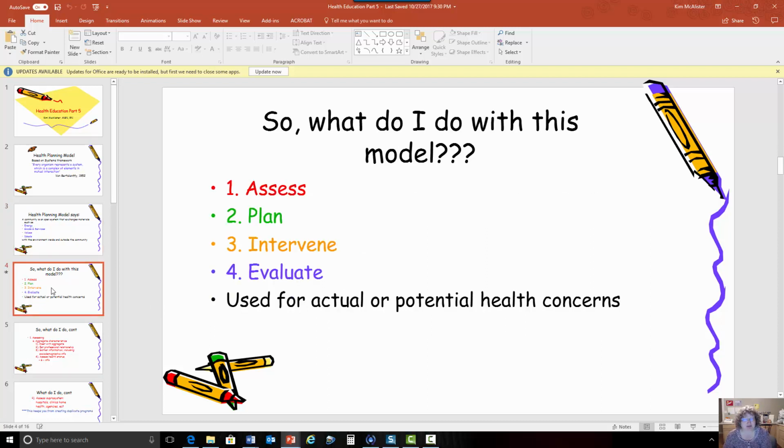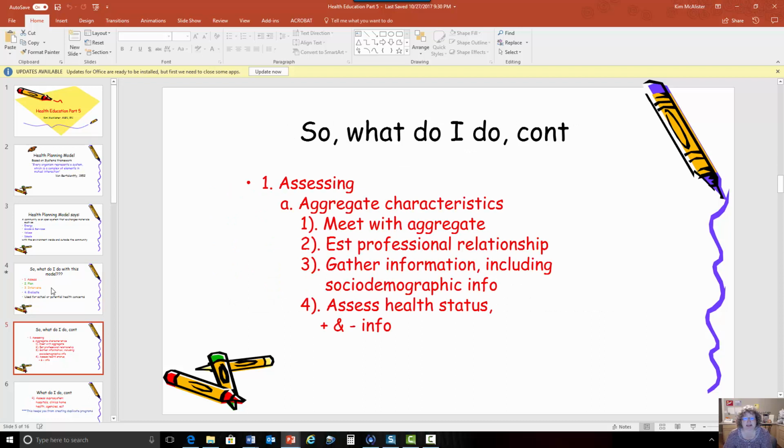So you're asking yourself, what in the world am I going to do with this model? Well, we're going to use the nursing process to use this model, and we'll do it step by step so that it makes sense. The first thing that you're going to do is assess before you begin developing your program. You're going to first of all assess what the aggregate characteristics are. You're going to meet with your aggregate. You're going to establish a professional relationship. This may take some time. You have to establish trust and let them know who you are and help them to understand that you're there to assist and are there for their benefit.